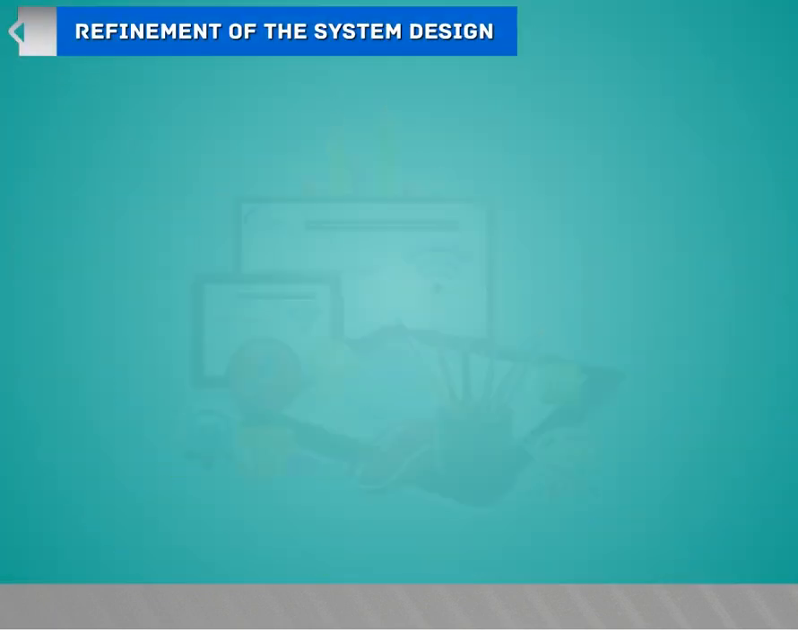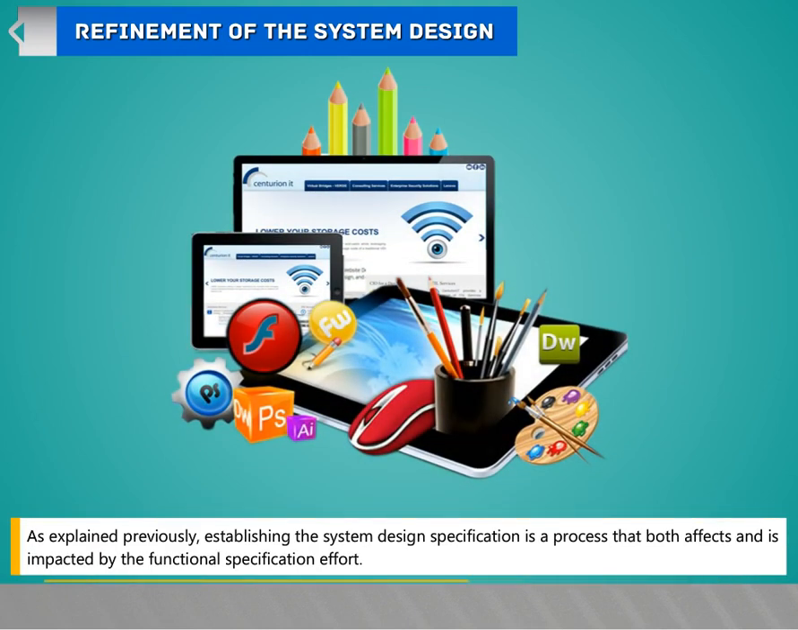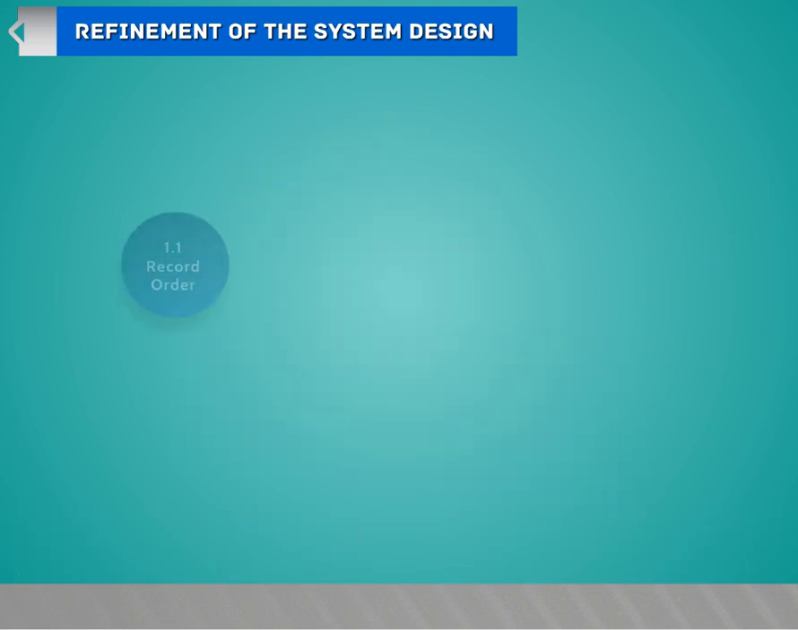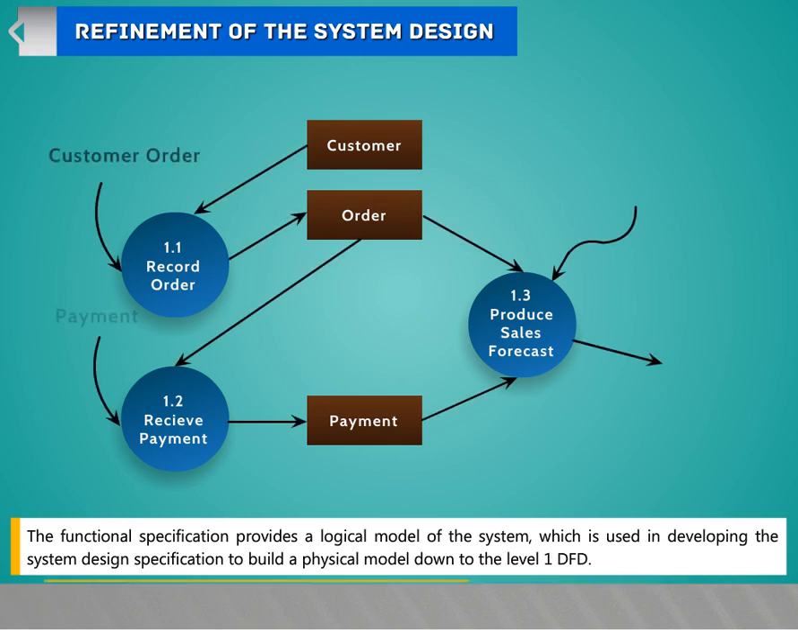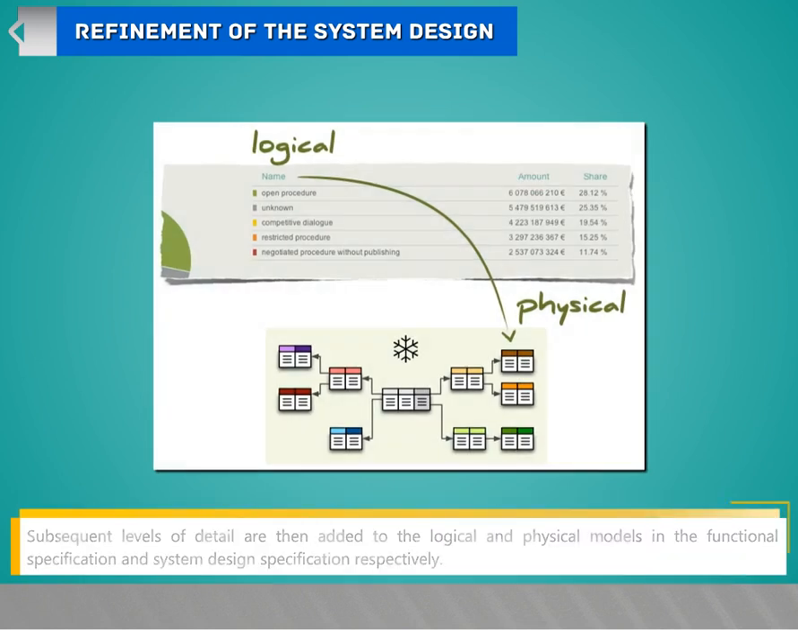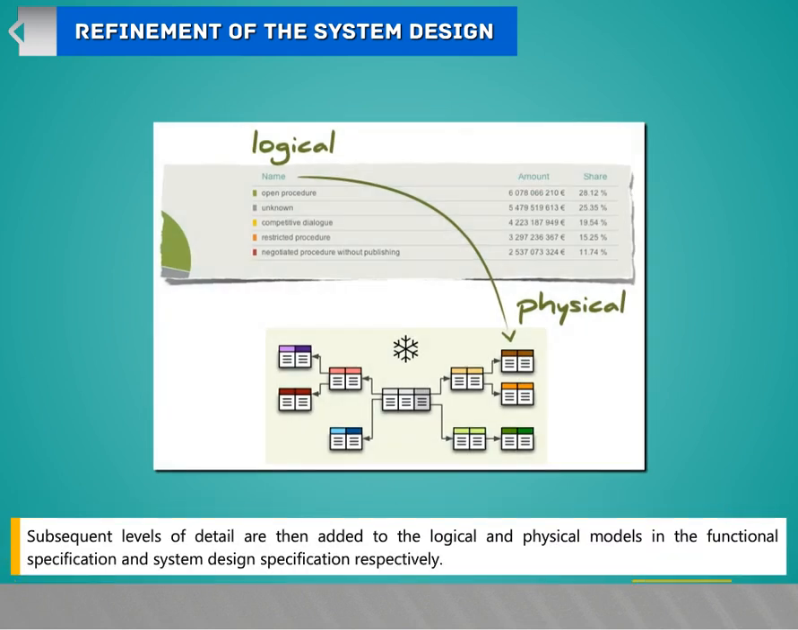Refinement of the system design. As explained previously, establishing the system design specification is a process that both affects and is impacted by the functional specification effort. The functional specification provides a logical model of the system, which is used in developing the system design specification to build a physical model down to the level 1 DFD. Subsequent levels of detail are then added to the logical and physical models in the functional specification and system design specification respectively.